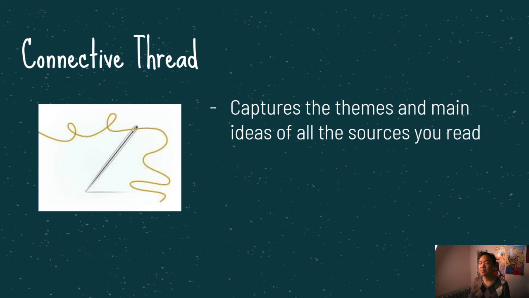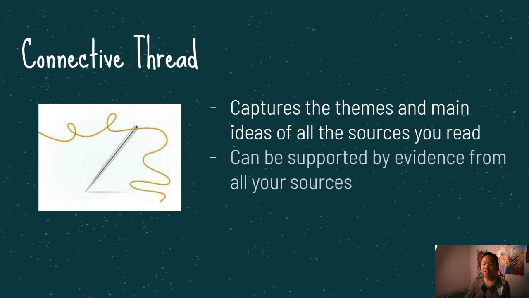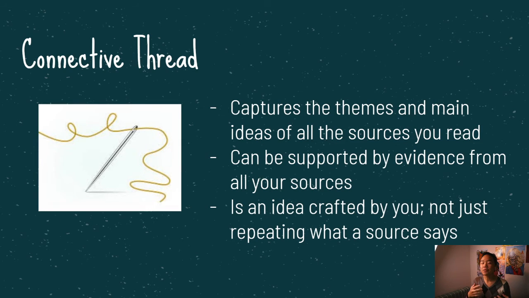So a connective thread is going to be something that captures the themes and main ideas of all of the sources that you read. Additionally, it can be supported by evidence from your sources. So a connective thread that isn't supported by your evidence, probably not a super good connective thread for that set of evidence. Again, it's going to depend on what evidence you find in the different sources that you have. And then lastly, a connective thread is an idea that is crafted by you. It's not just repeating what a source says. Sometimes we're just lucky. Sometimes we find that beautiful quote in a story or in an article that really captures the connective thread, but that doesn't happen all the time necessarily.